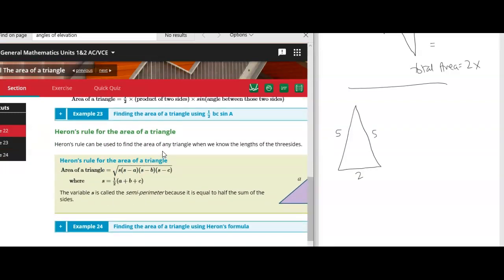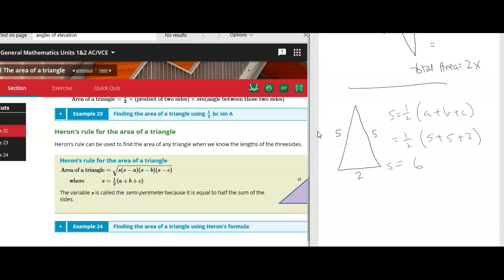So we've got S equals a half of A plus B plus C. You can label them if you like, but it doesn't really matter. So 5 plus 5 plus 2. 5 plus 5 is 10, plus 2 is 12, so half of 12 is 6. So your value of S, that's an S, not a 5, is 6. And then for your area, we just substitute everything into this formula.